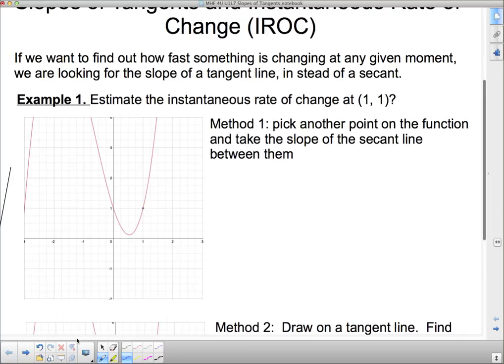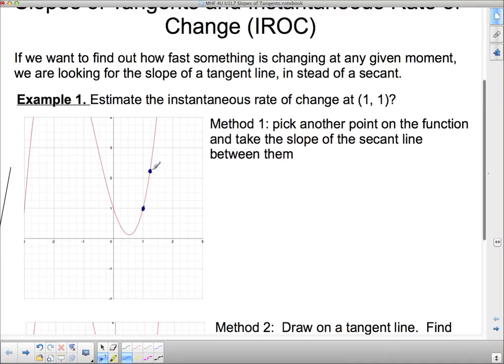So there's a couple of different ways to estimate the instantaneous rate of change. And for this particular function, we want to do it for this point here, the point (1, 1). Now, our method number one is to pick another point on the function and take the slope of the secant line between them. So I'm going to pick another nice point on this function, and it looks like this one's probably the nicest point I can find. I don't know what the equation of this function is, although it looks like it's probably cubic.